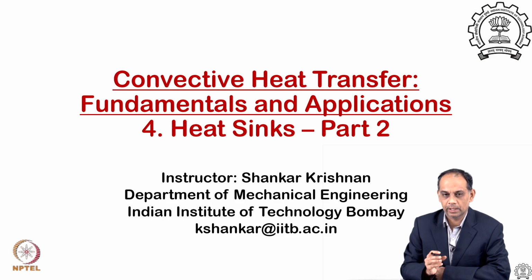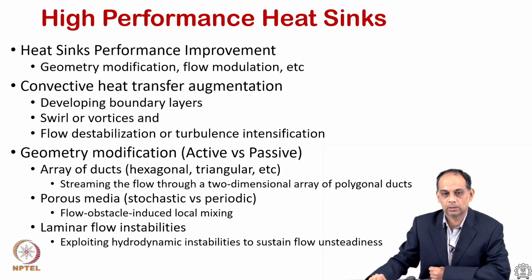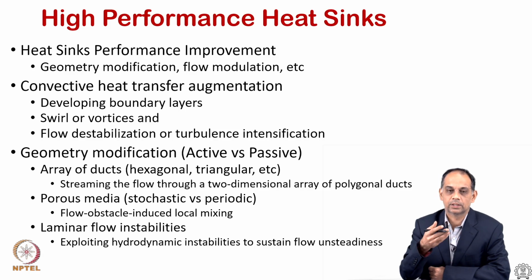But here we will deviate a little bit from that. Because in part 1 we discussed various aspects of the parallel plate heat sinks, now we will go into some advanced heat sinks and how we can model those. If you look at the high performance heat sinks that are typically discussed, there is either a geometric modification or flow modulation, where developing convective boundary layers are used, or one introduces a swirl or vortices or some destabilization or turbulence intensification mechanism to enhance convective heat transfer.